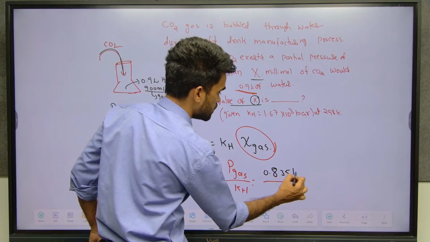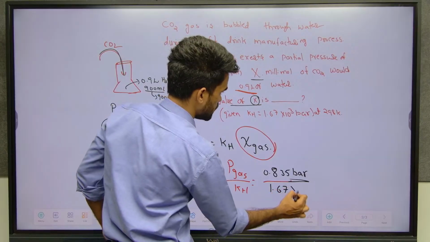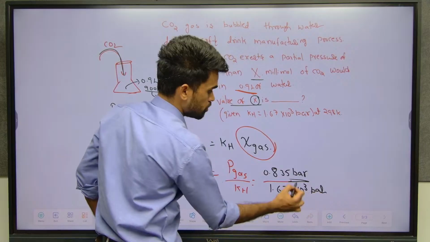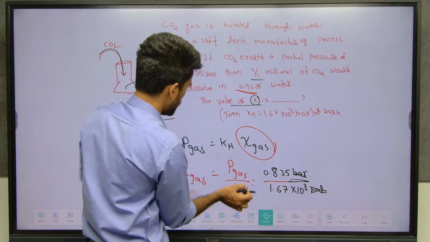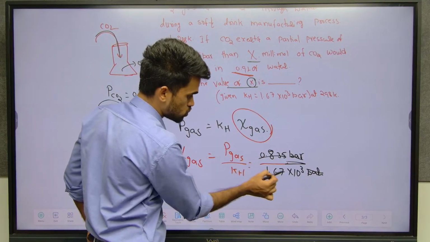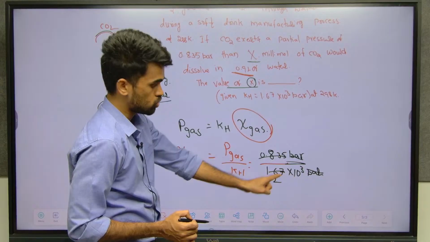0.835 bar by 1.67 into 10 power 3 bar. Same units now, bar is removed. Okay, if no units means our mole fraction we are getting. So this is how many times? This is 2 times if you calculate. So 10 power 3 is there now, 2 into 10 power 3.